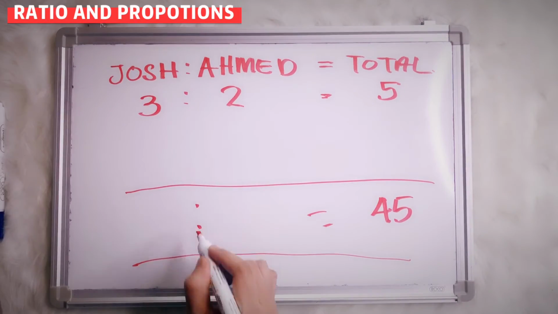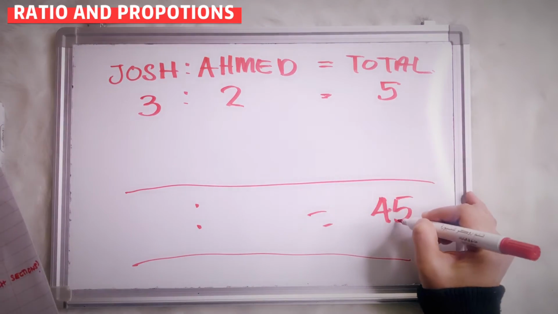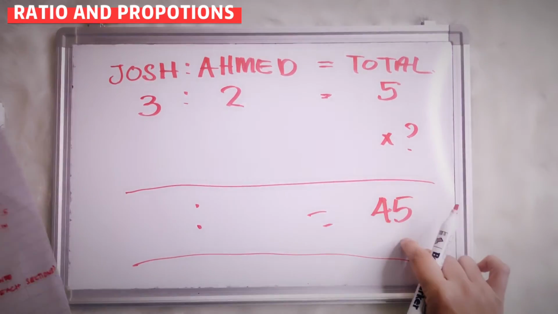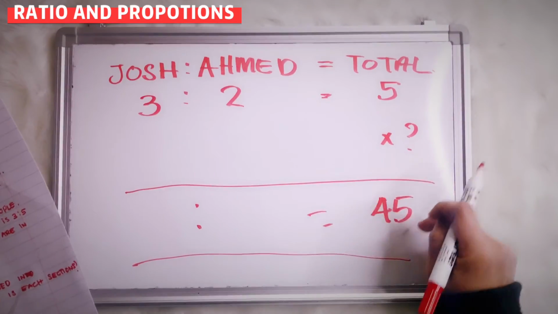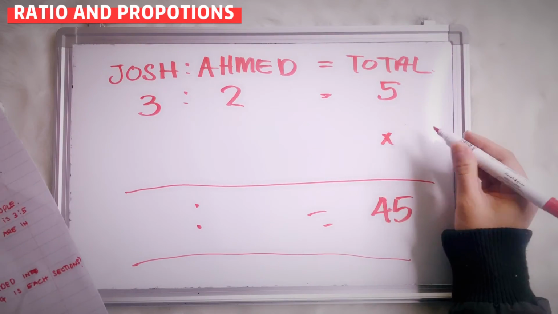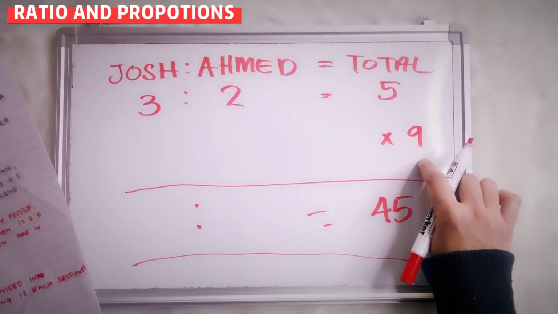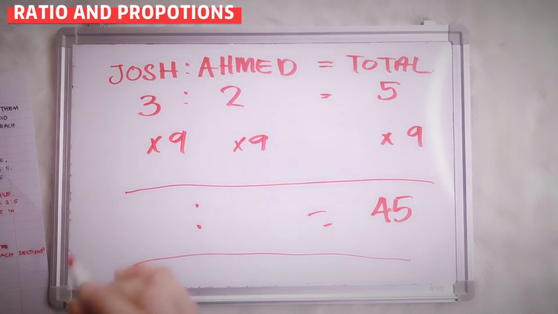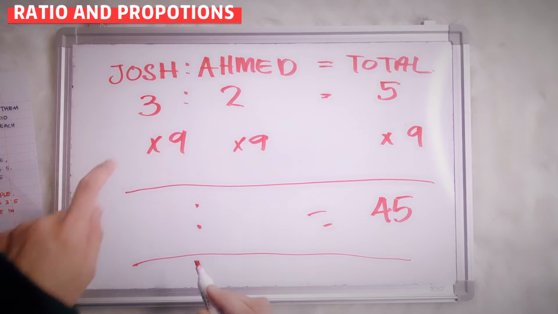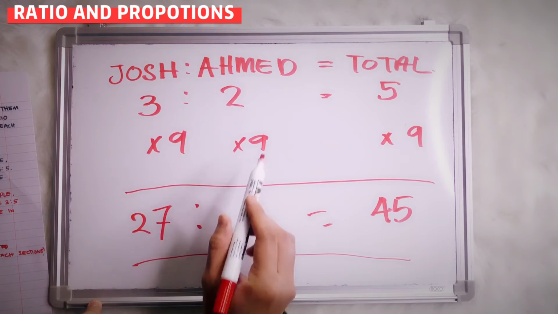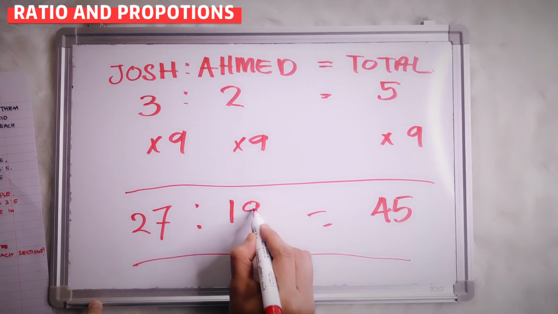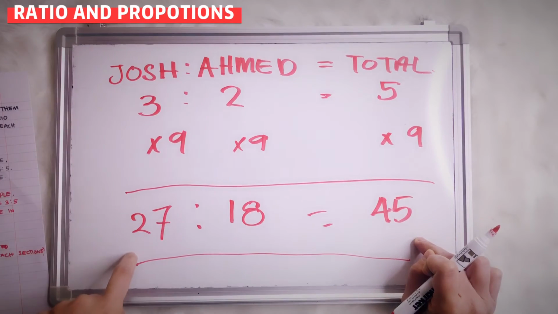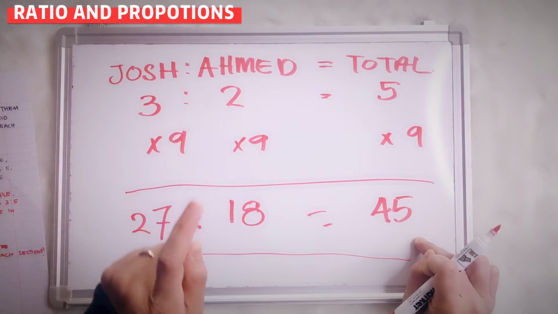So now here, 45 divide, because you don't know here, right? We don't know 5 times what number equals 45. So you can use 45 divided by 5, that means 9. When you multiply here 9, here also you have to multiply 9. So 3 times 9 is 27. 2 times 9 is 18. So from the total 45 marbles, George has 27 marbles and Ahmad has 18 marbles.